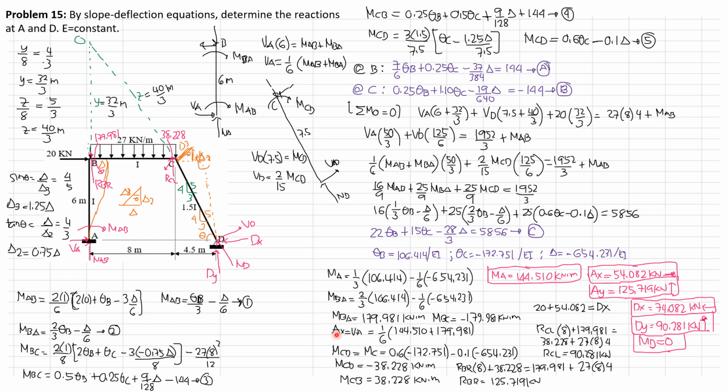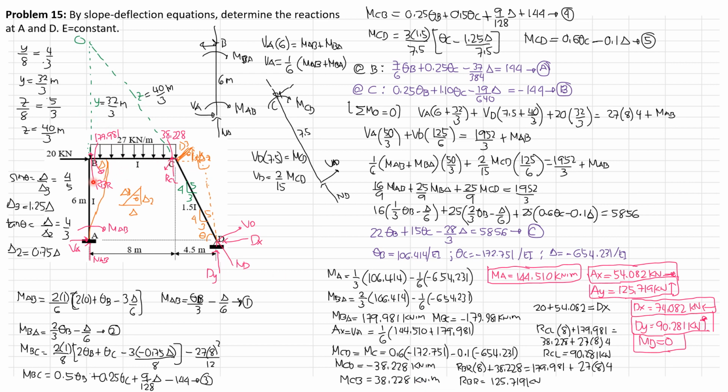Therefore, we can solve A_X from here. 1/6 of M_AB plus M_BA. And therefore, A_X is positive 54.082 kilonewtons, or it is rightward. Then M_CD is 0.6 theta C minus 0.1 of delta. So M_CD is negative 38.228 kilonewton meter. So if M_CD is negative, M_CB is positive 38.228 kilonewton meter.